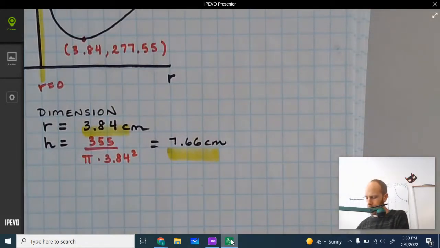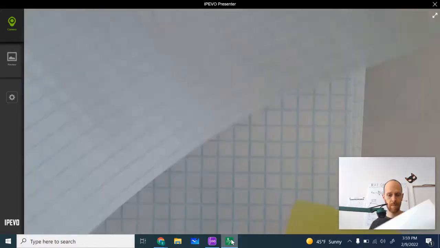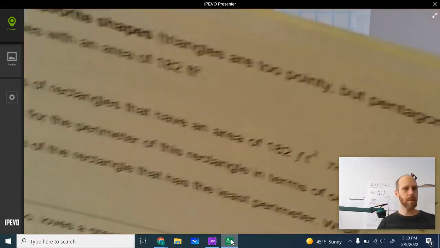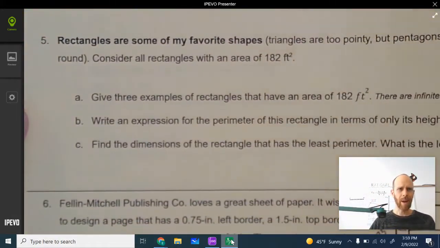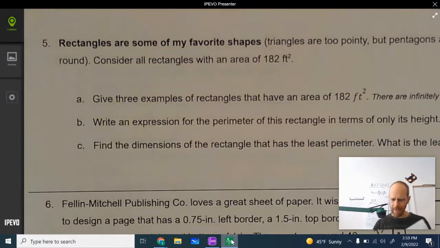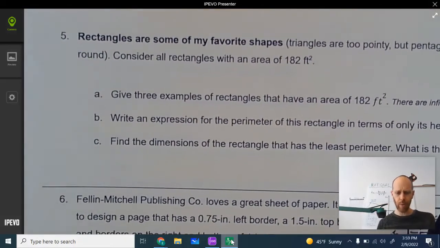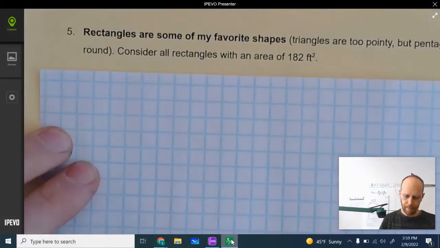Let's do one more together. Let's try number 5. What does number 5 say? Rectangles are some of my favorite shapes. Triangles are too pointy, but pentagons are awfully round. Consider all rectangles with an area of 182 square feet. Okay.